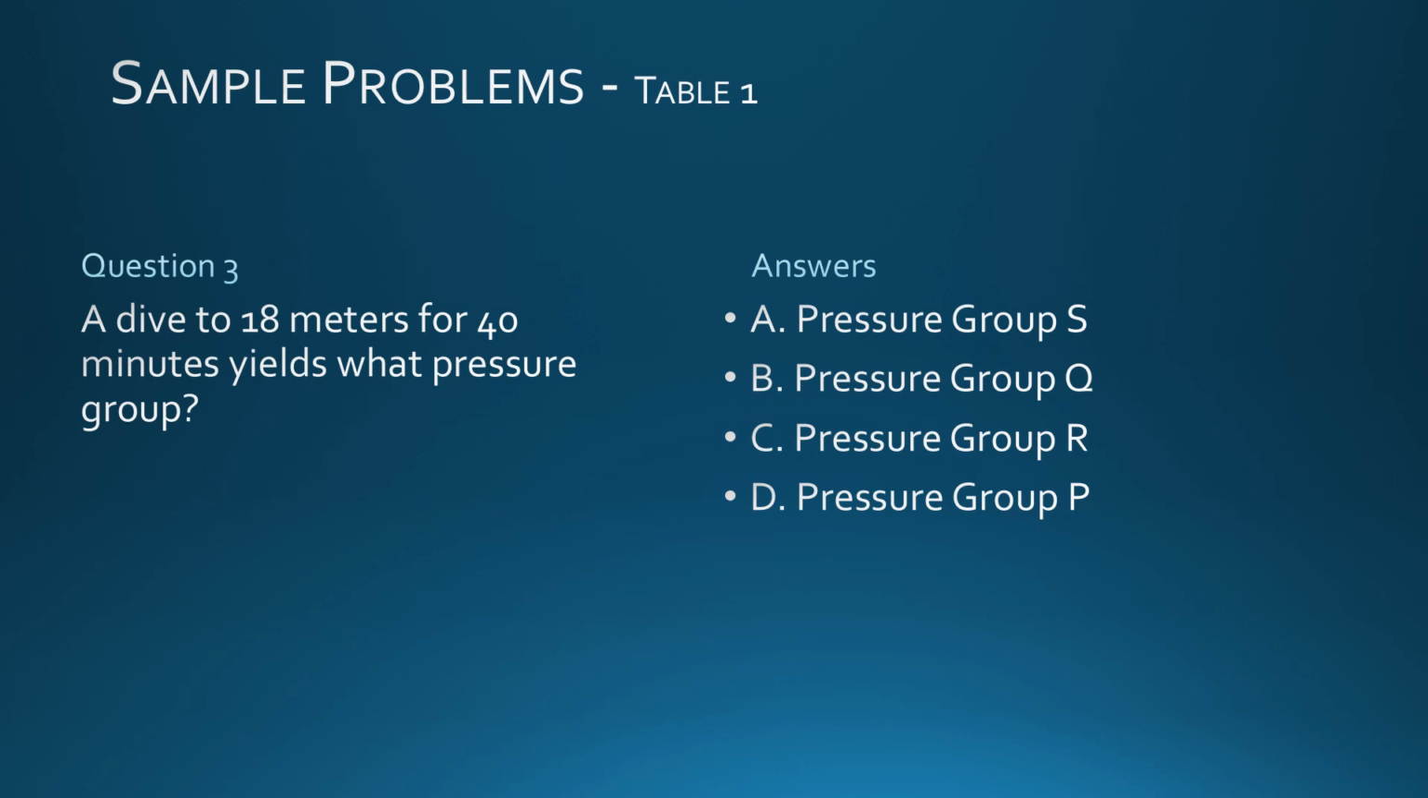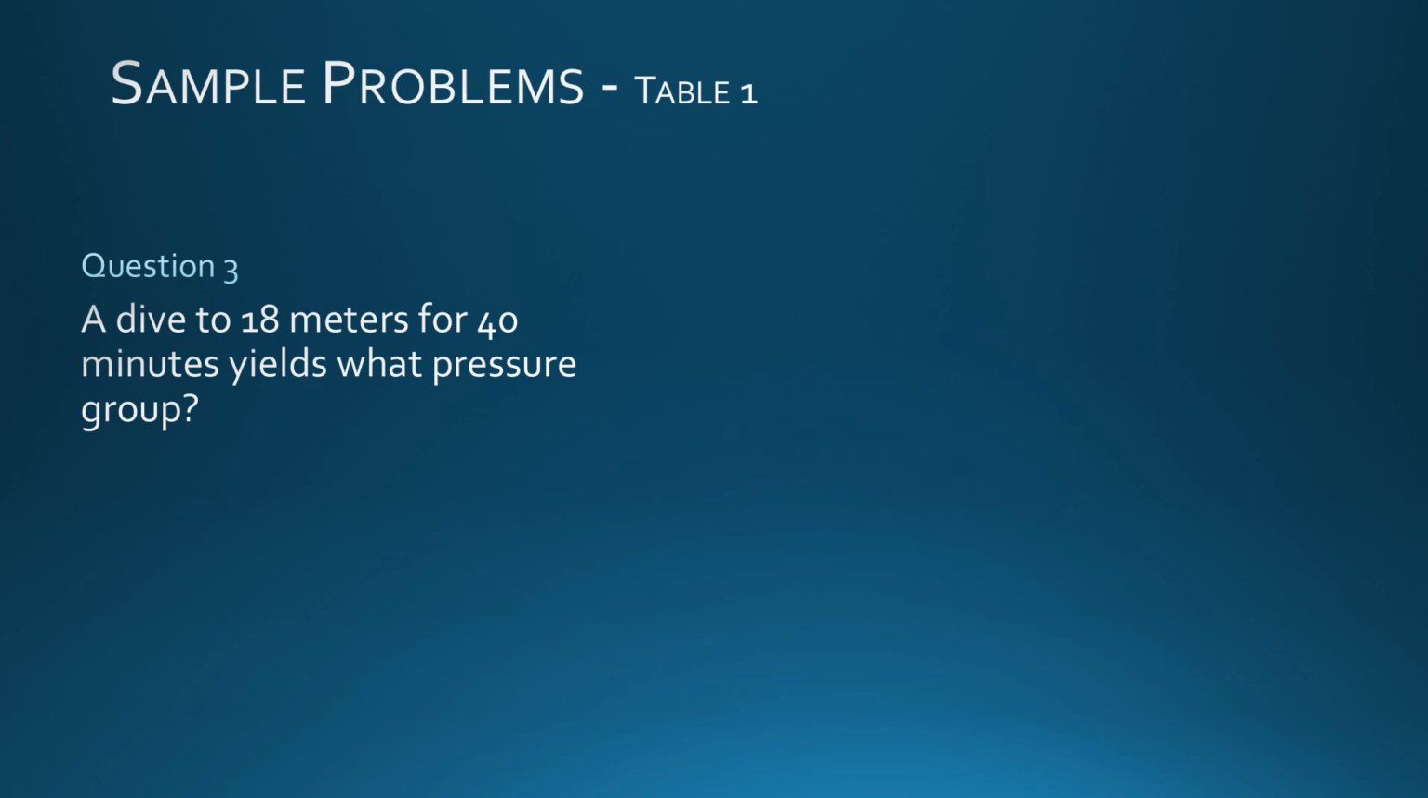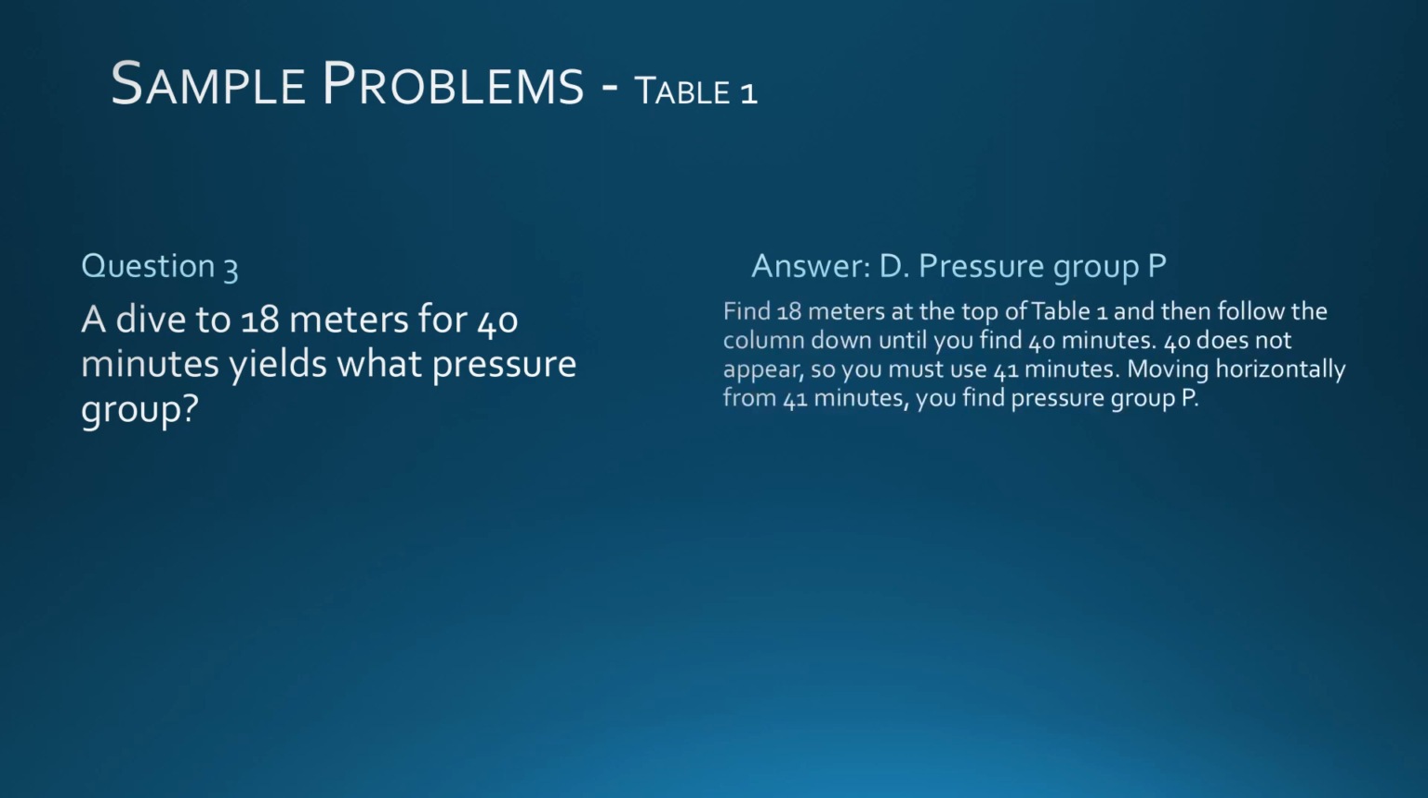Question 3. A dive to 18 meters for 40 minutes yields what pressure group? The answer is D, pressure group P. Find 18 meters at the top of Table 1, and then follow the column down until you find 40 minutes. 40 does not appear, so you must use 41 minutes. Moving horizontally from 41 minutes, you find pressure group P.